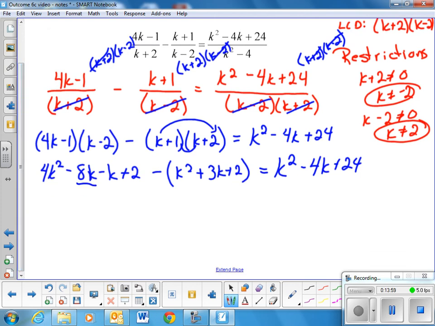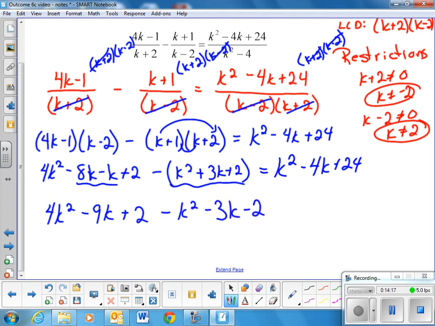I can collect some like terms in this first group. So I have 4k squared minus 9k plus 2. Remember that we are subtracting all of the second bracket, or adding the opposite. So it becomes negative k squared minus 3k minus 2 equals k squared minus 4k plus 24.